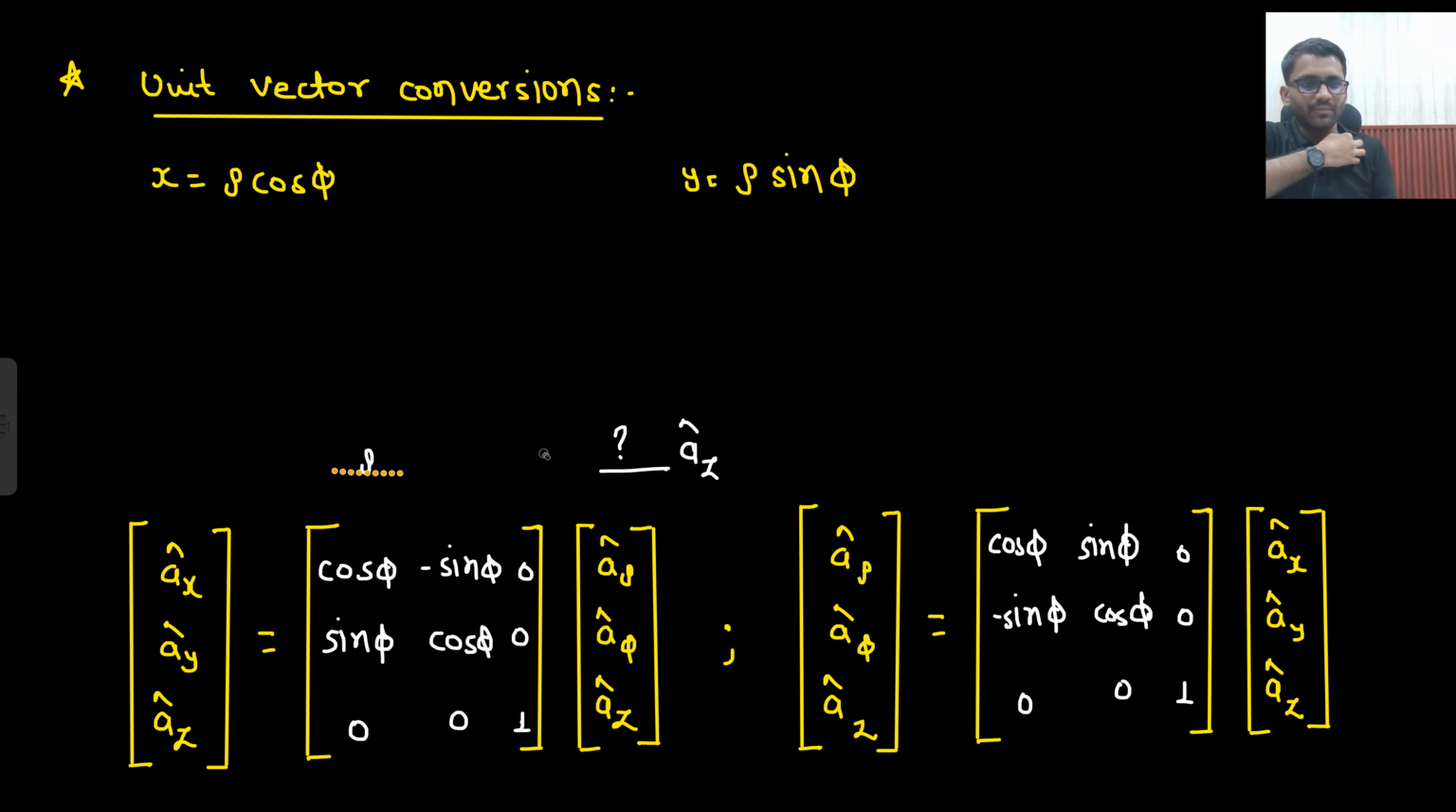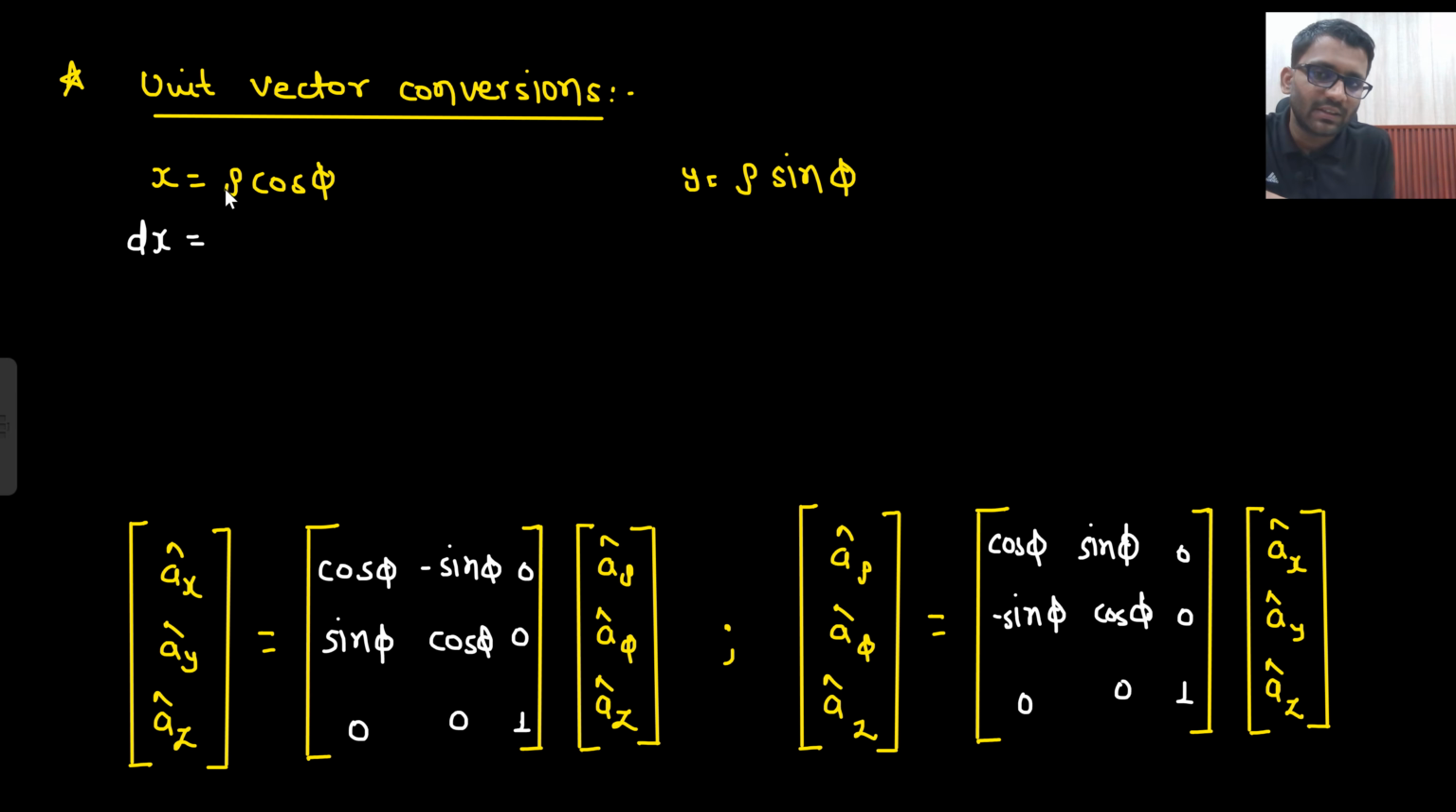From the geometry it can come. Or how else can it come? You write down this expression: x equals rho cos phi, y equals rho sin phi. You take the partial differentiation on both sides. Do you know how to take partial differentiation? It is simple differentiation only. So you differentiate on both sides.